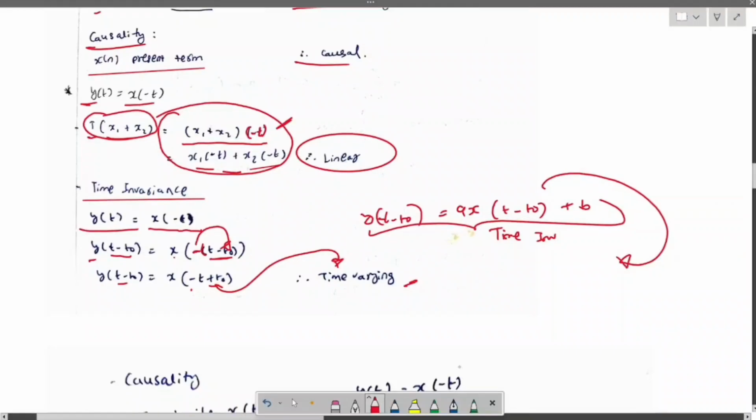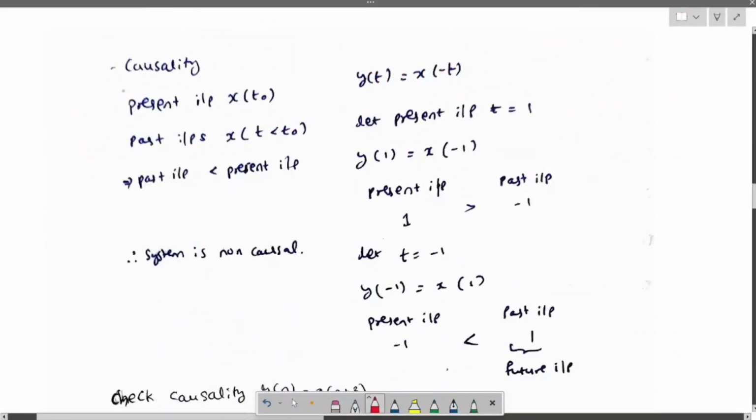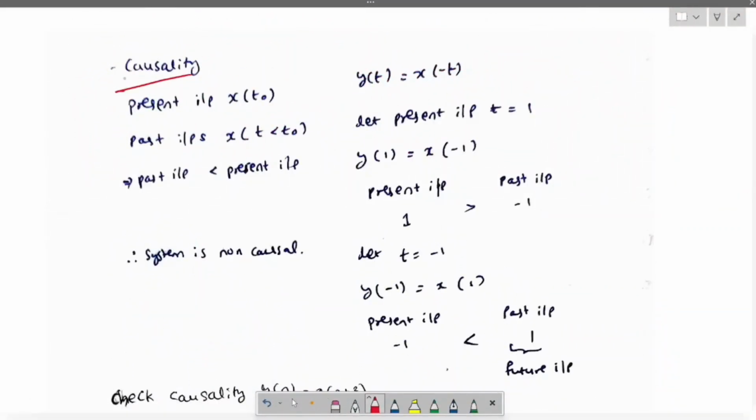Now let us move to the causality check. Before going to the causality check, let us go through some theory. In this problem, you will get a clear idea of how causality works. Let us take the present input as t naught. For the past input t, which should be less than t naught, it is known as a causal system. If t is greater than t naught, it means non-causal. Let us see this theory with our example.